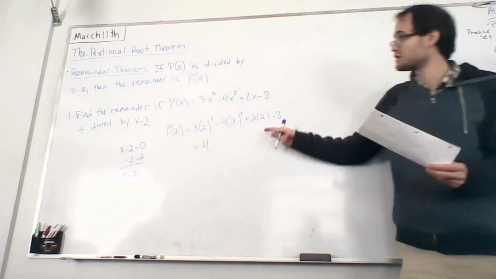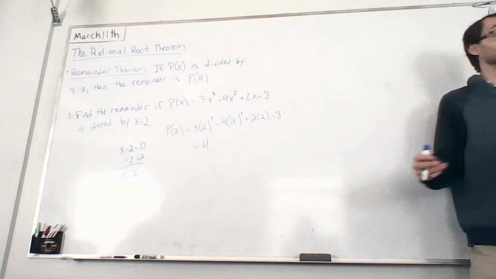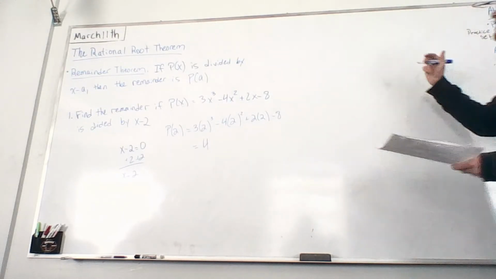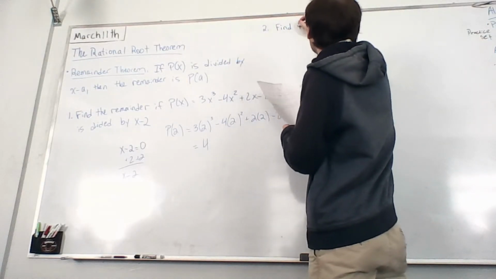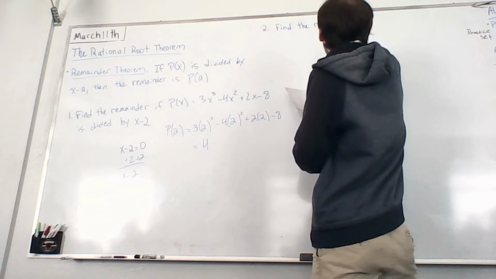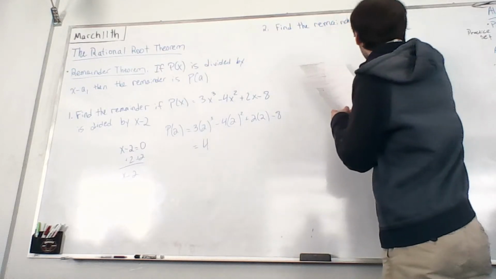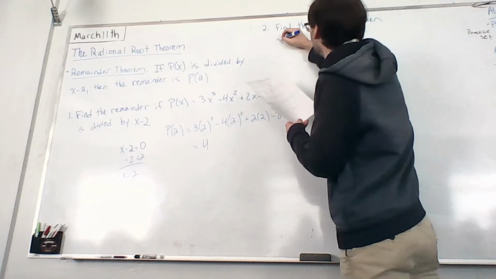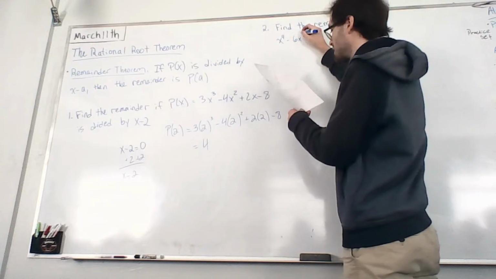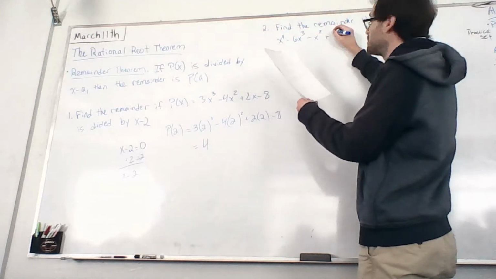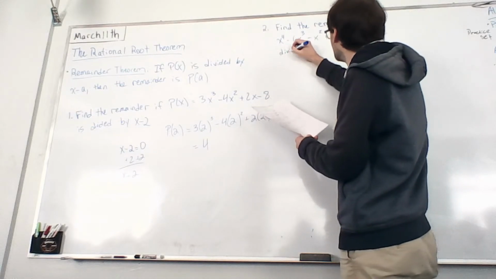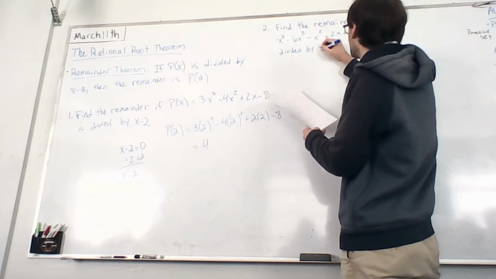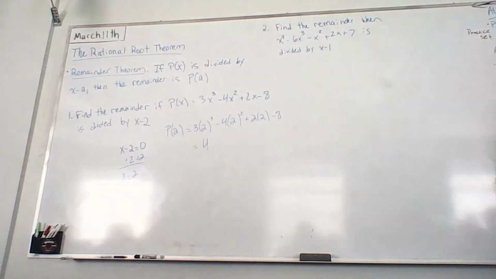Okay, we'll do another quick one like this of using the remainder theorem, then we'll look at a different theorem. Okay, find the remainder when x to the fourth minus 6x cubed minus x squared plus 2x plus 7 is divided by x minus 1. That's the name of the game. That's what I want to know.